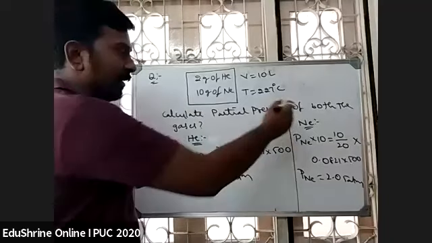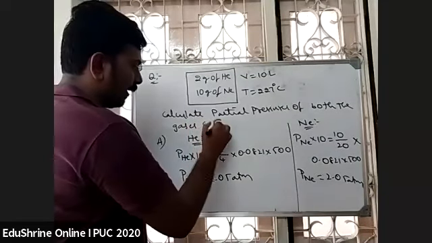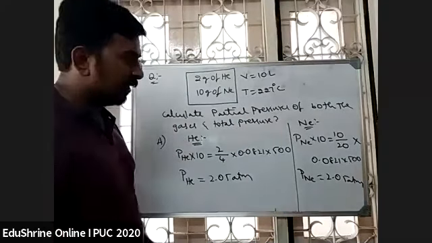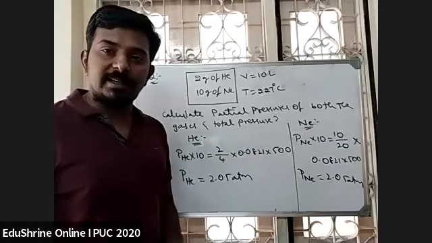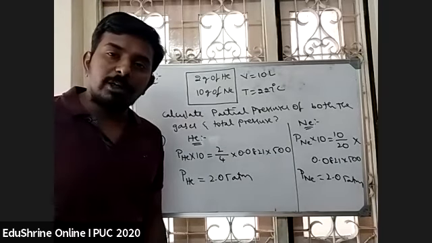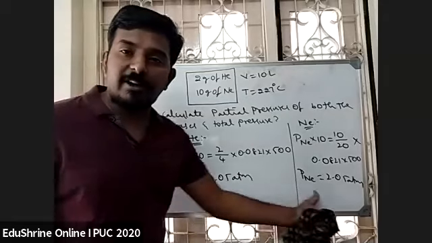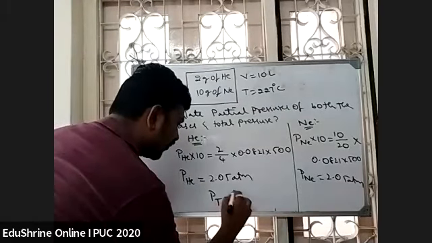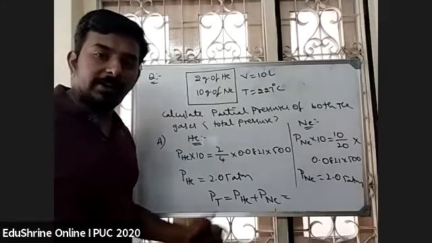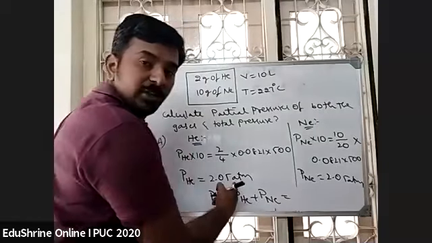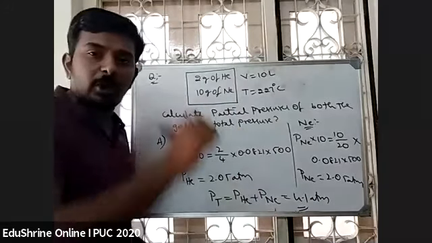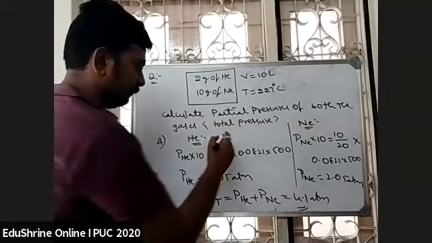Now, in the question: calculate partial pressures of both the gases and total pressure. What will be the total pressure, students? Total pressure is the sum of partial pressures of both the gases, that is, partial pressure of helium plus partial pressure of neon, according to Dalton's law. So the partial pressure of helium is 2.05, this is also 2.05, so it will be 4.1. This is one way to solve the problem. This is the first method.